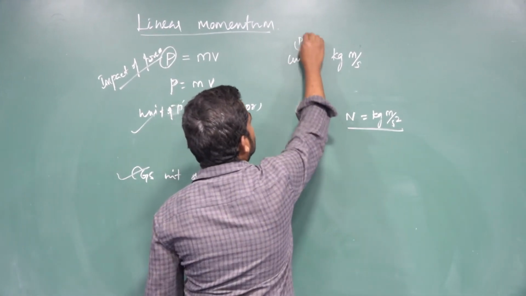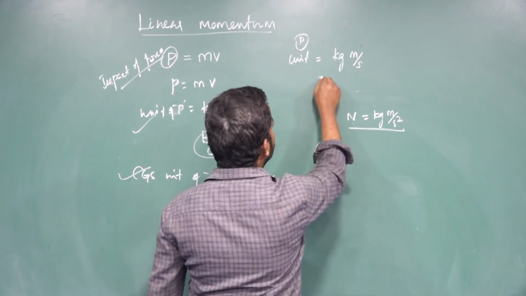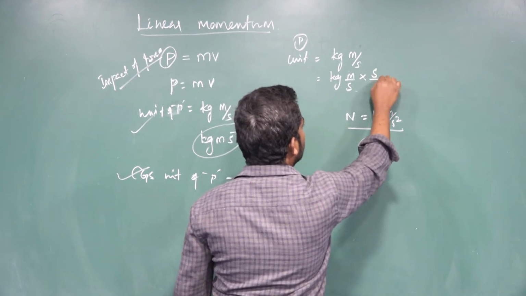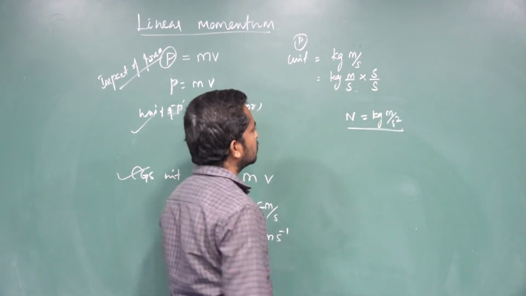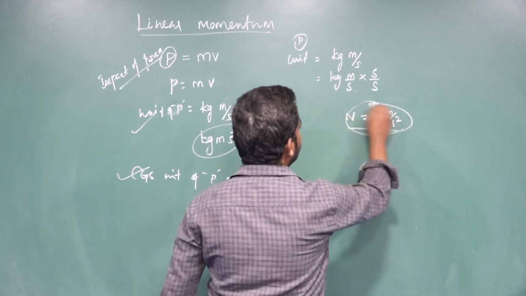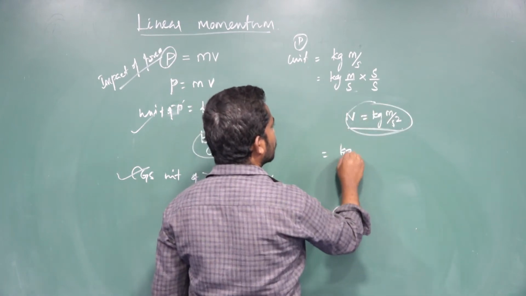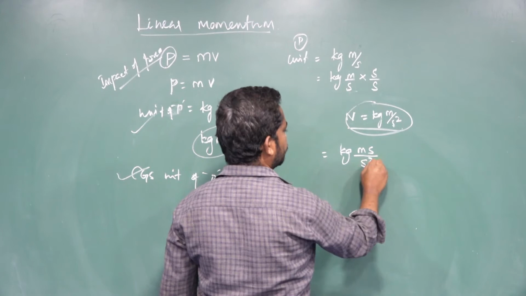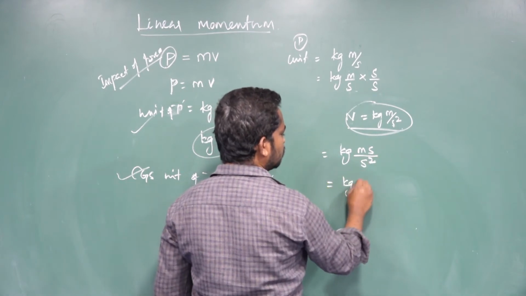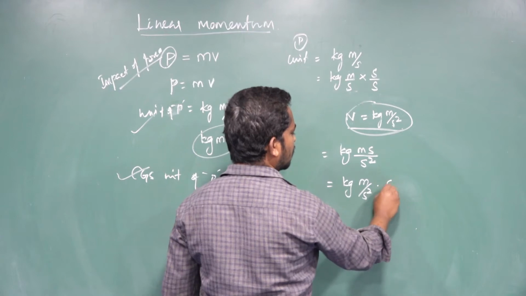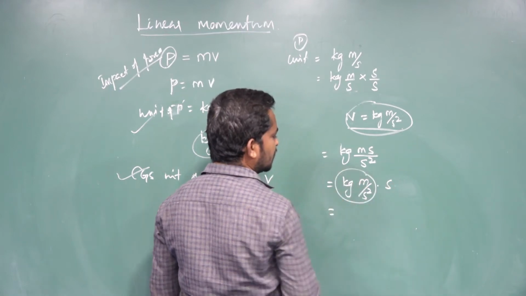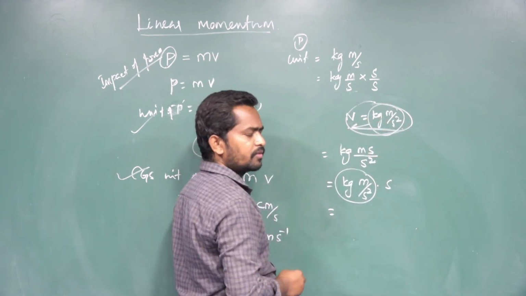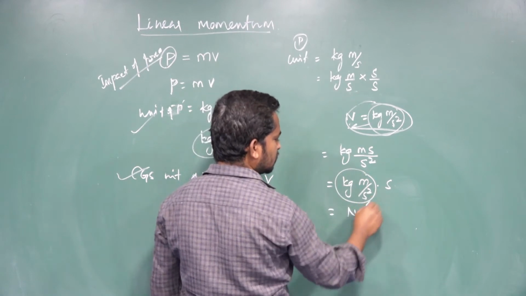Unit of momentum is kilogram meter per second, which is equal to kilogram meter per second into second divided by second. There is no change in value, there is no change in unit. So it is kilogram meter per second square into second. Kilogram meter per second square is equal to Newton. So the SI unit of force is Newton.